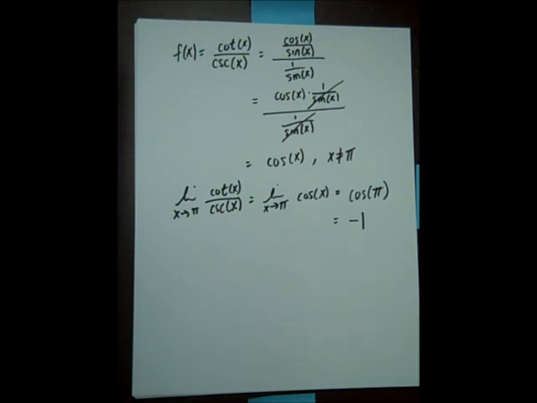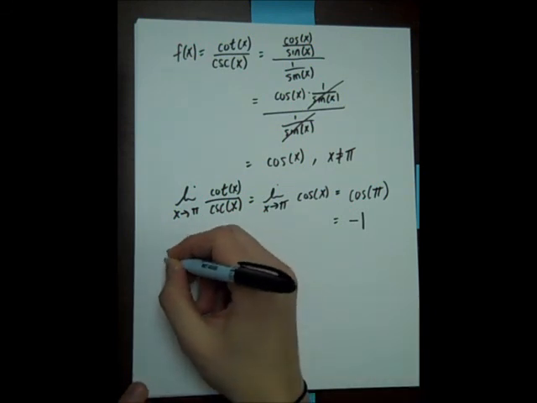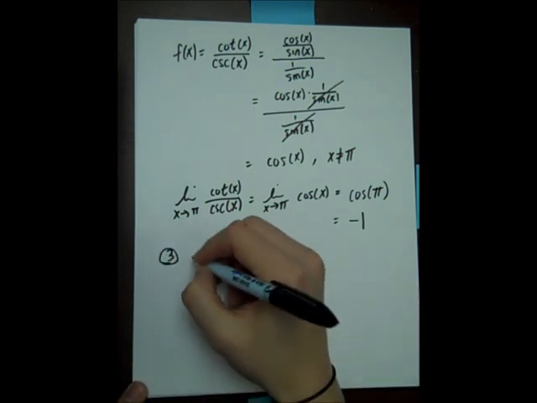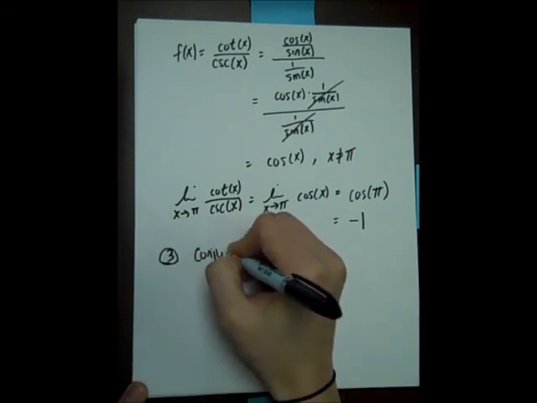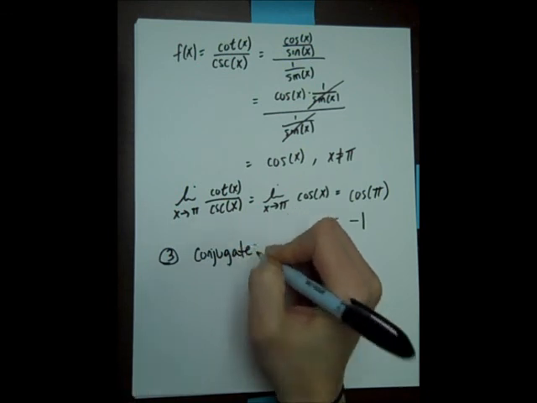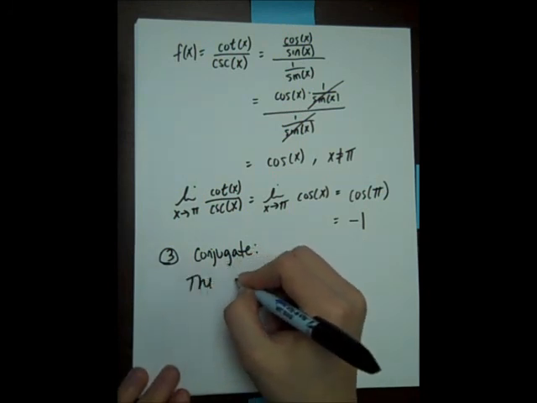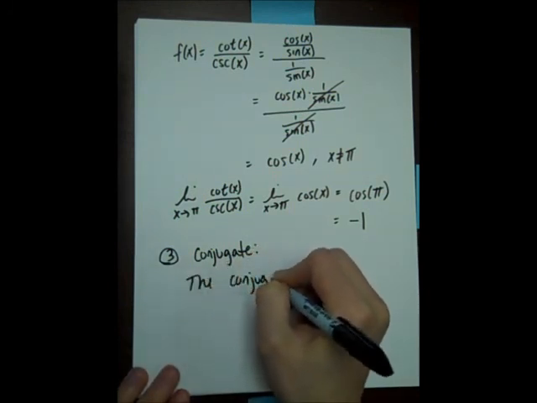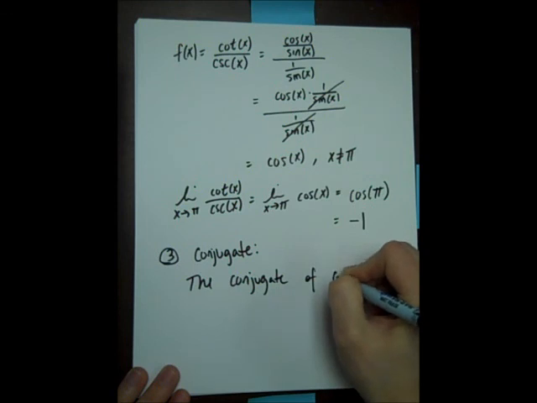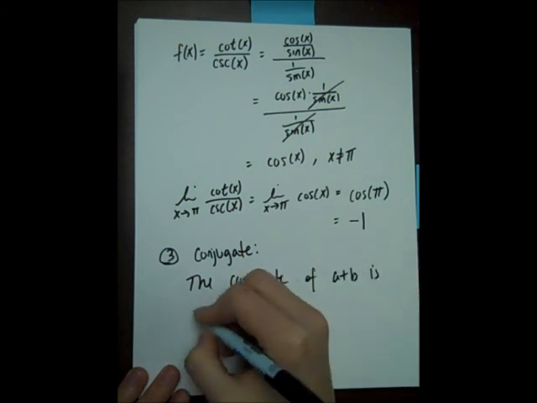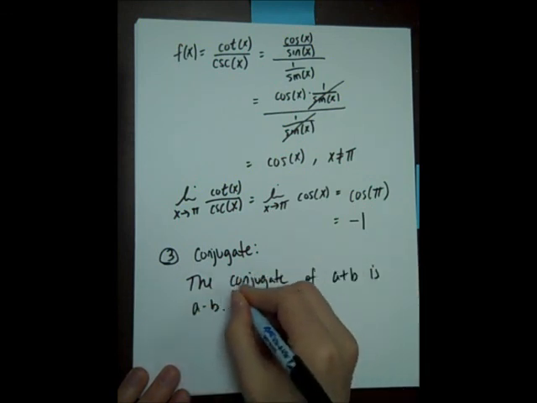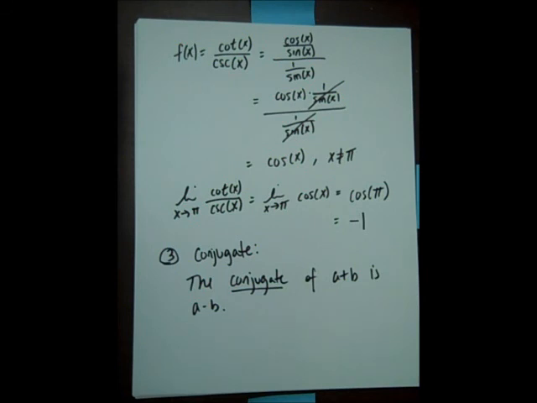Okay, so that's the second way that we're going to do algebraic limits. Number 3 is going to be the conjugate. So I think it's probably a good start to remind you what a conjugate is. The conjugate of a plus b is a minus b. So that's what the conjugate is. It just says take the second one and make it negative.